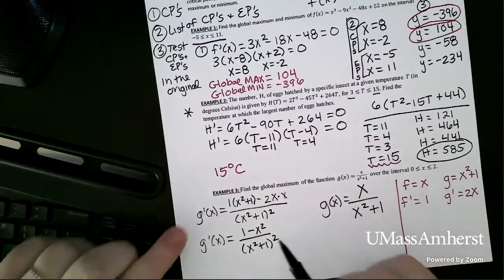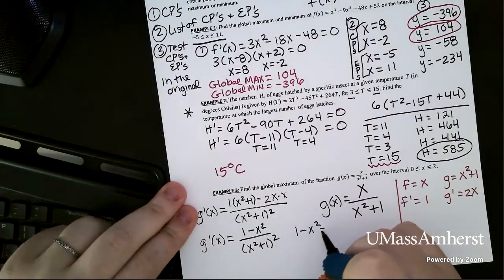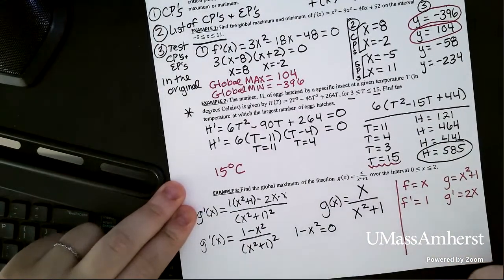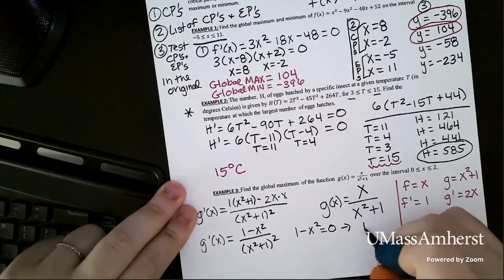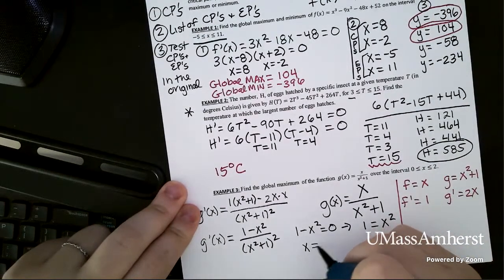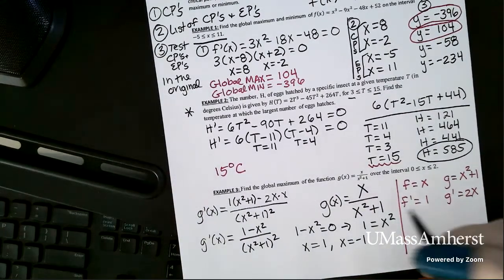So instead, I can look at the numerator and see where does that equal 0, right? That's our regular critical point plan here. So I bring the x squared over, and I have 1 equals x squared. And so my critical points here are x equals 1 and x equals -1.